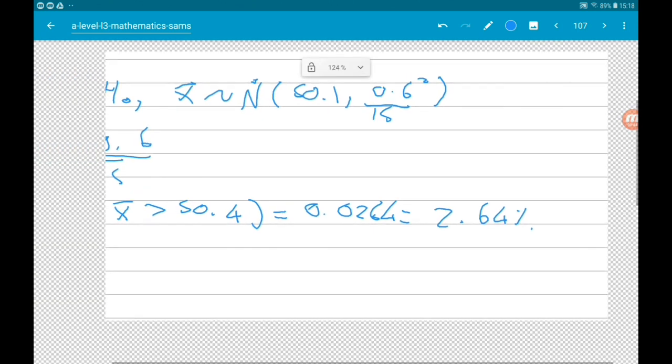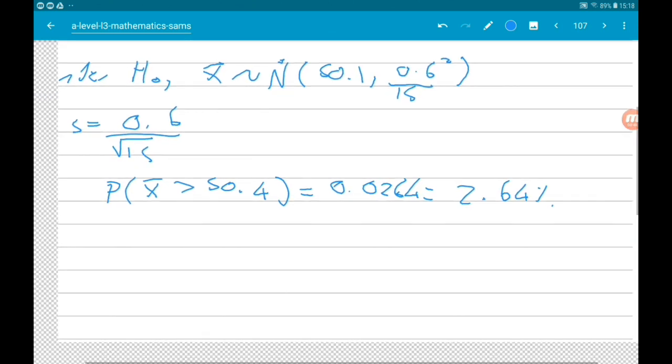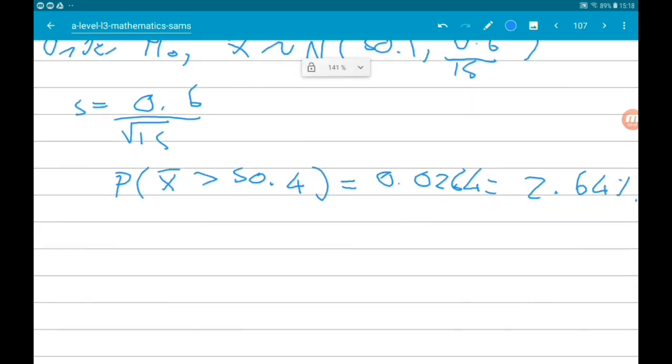Now, 2.64% is greater than 1%. So that means we accept H0 and reject H1.